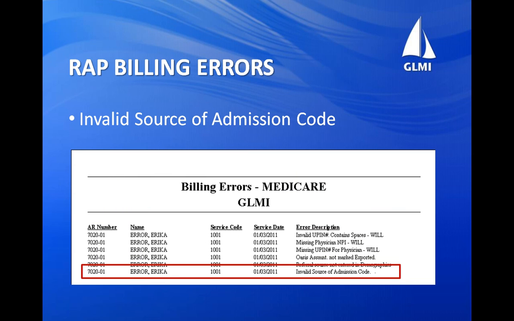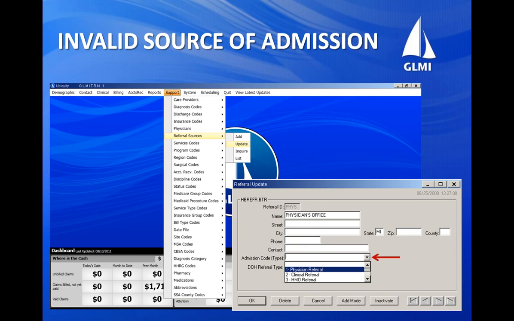As we look at the error Invalid Source of Admission code, we'll return back to the referral code in demographics. The admission code will automatically populate as we enter our referral source code in demographics. To correct the referral admission code, select Support from Ubiquity's main menu, then Referral Sources and Update. Select the referral source that was entered into demographics and then the admission code type from the drop-down menu. After fixing the referral source code, click OK.